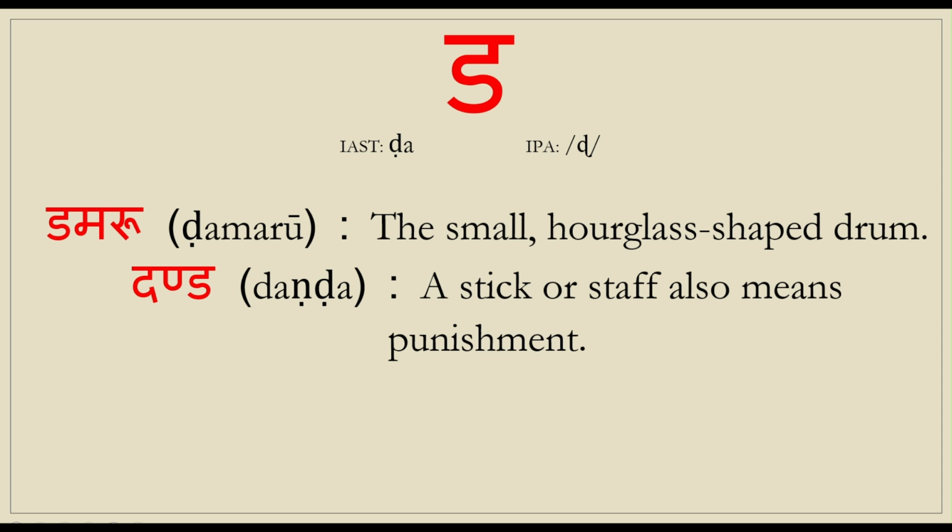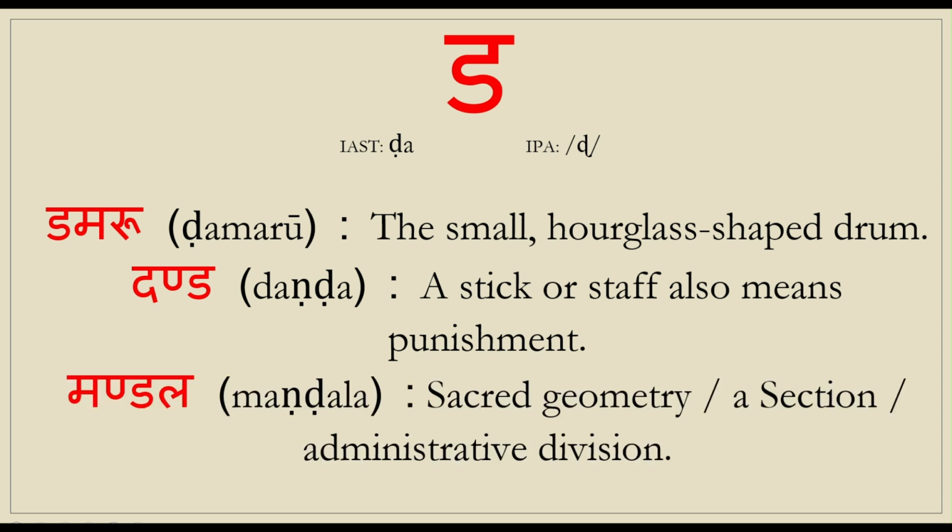And the word maṇḍala, which means sacred geometry; it can also mean a section and an administrative division. A section because in the Vedas, for example, the Rig Veda is divided into 10 sections, and every section is known as a maṇḍala. So in that sense also it's used, and administrative divisions, so districts were called maṇḍala in ancient times in Sanskrit. So this word has a lot of meanings.